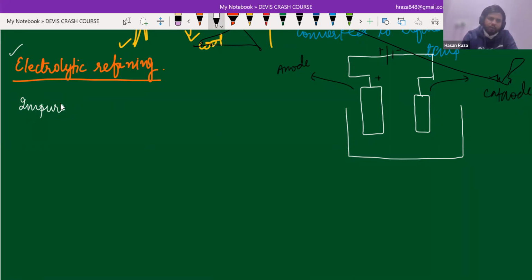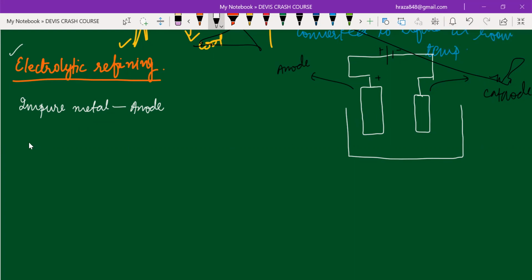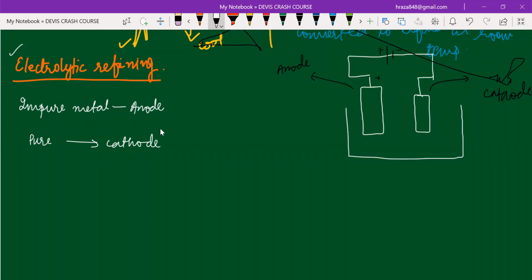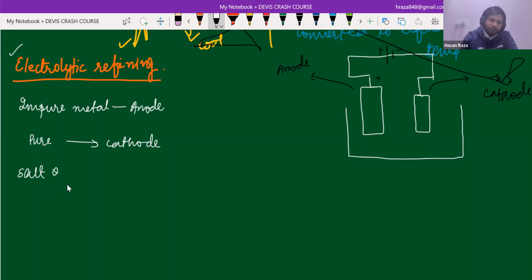You are going to make the anode with impure metal. That means whatever you have got after reduction, the anode is made of that impure metal. Got it? And the pure form of that metal should be the cathode. Are you getting my point? And the salt of the same metal, that means the solution you use in this should be the same. Okay?